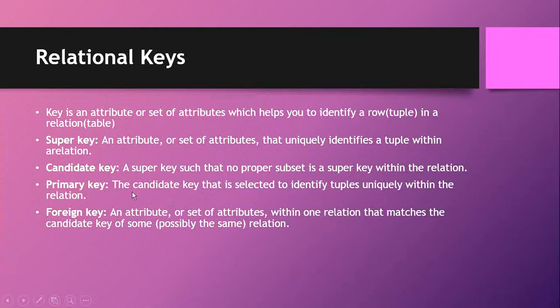So next we have the primary key. From the candidate keys, the key that is selected to identify tuples uniquely within the relation is called the primary key.